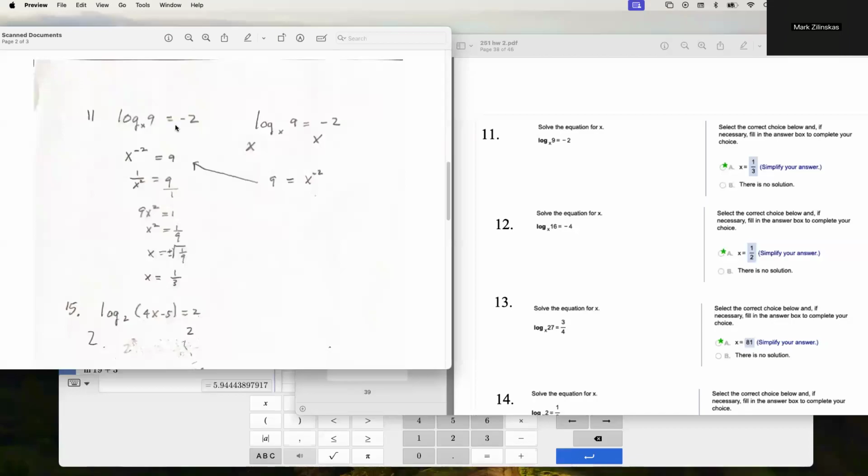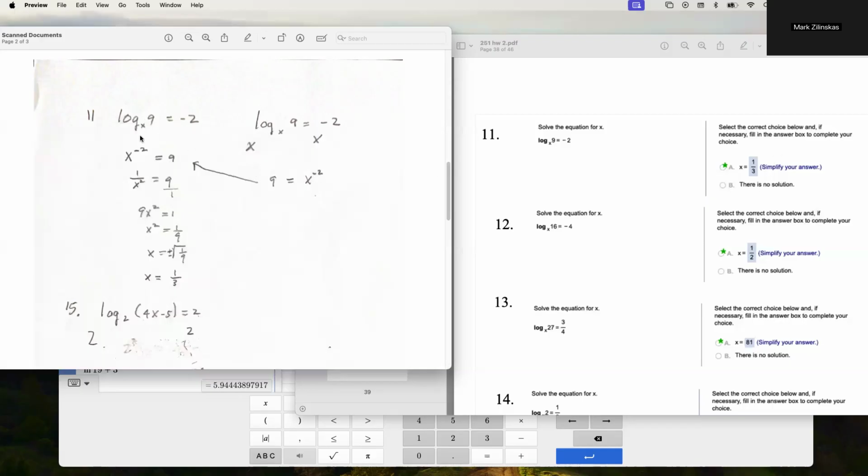Okay, here are a few examples of solving equations with logarithms. We're solving a logarithmic equation, and what you need to do is look at this in one of two ways. We just have number 11 here. We're asked to select the choice. It either has an answer, simplify our answer, it doesn't say specifically how to do that, or there might be no solution.